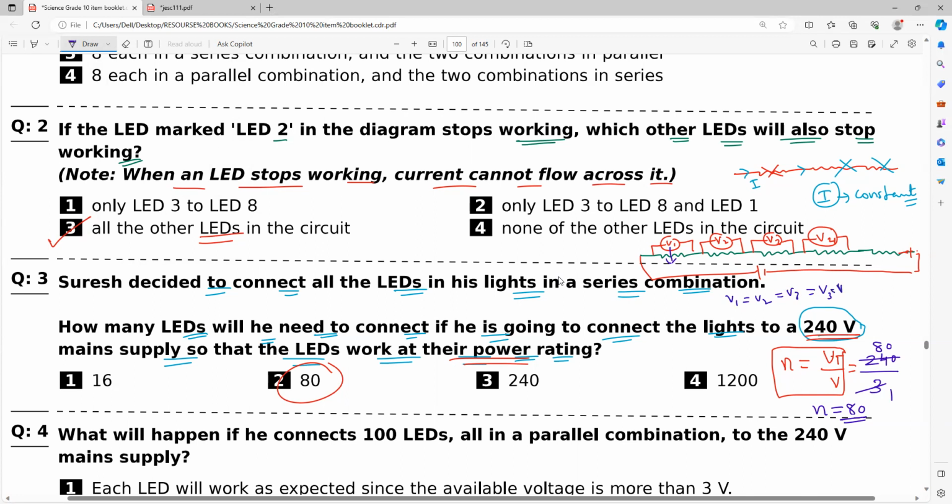So that is Vn. Each one is 3 volts, so 3 plus 3 plus 3 plus like that, 80 lamps connected in series connection, which is equal to a total of 240 volts. That is why I said this is one of the most important points. Last year we also formed this one. So please write it, everybody. Make it clear. Understand?